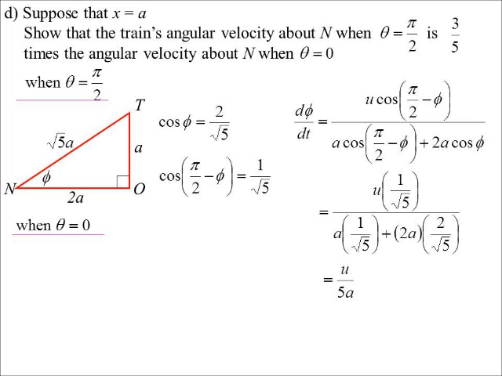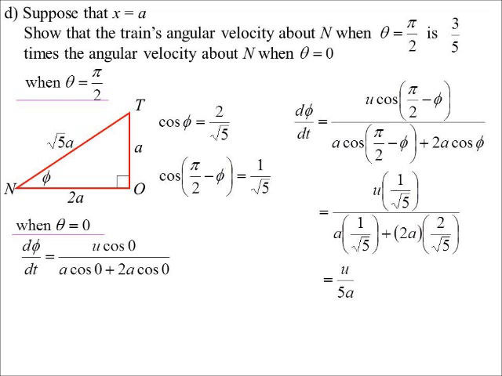Now we're going to see what it is when theta is equal to 0, and hopefully one will be 3/5 times the other. So when theta is equal to 0, let's sub it in. What's it going to be? If it's 0, we're now talking about a straight line, aren't we? Because remember, theta is this angle NOT. So if it's 0, OT and NO are on top of each other. And so the 90 minus phi will be 0 as well, because it's lying on the line. And so all those angles basically are 0.